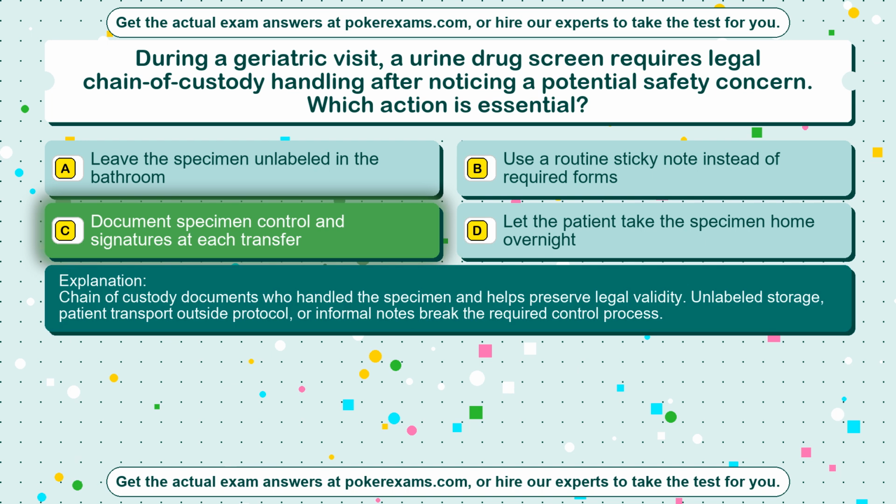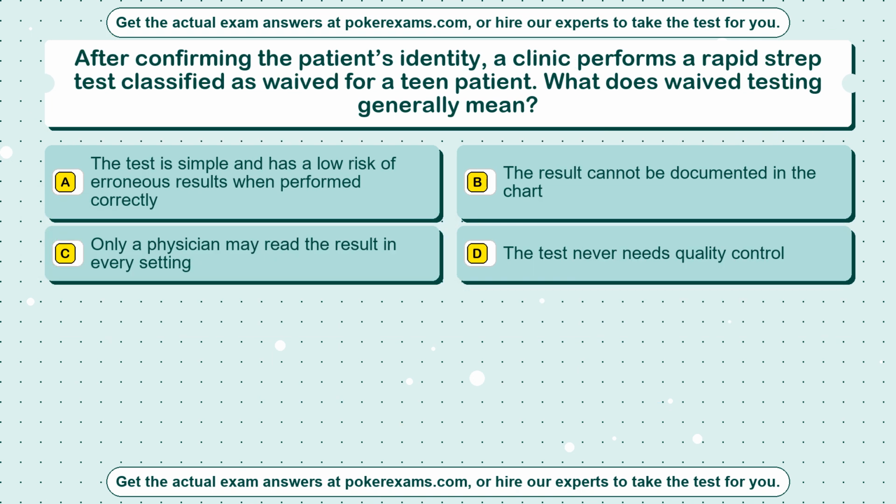Chain of custody documents who handled the specimen and helps preserve legal validity. Unlabeled storage, patient transport outside protocol, or informal notes break the required control process. Question 27. After confirming the patient's identity, a clinic performs a rapid strep test classified as waived for a teen patient. What does waived testing generally mean?